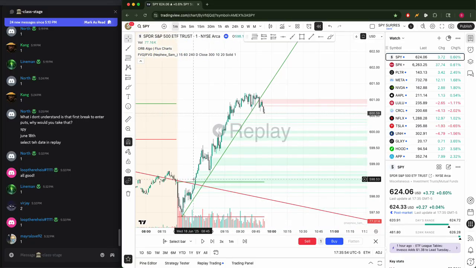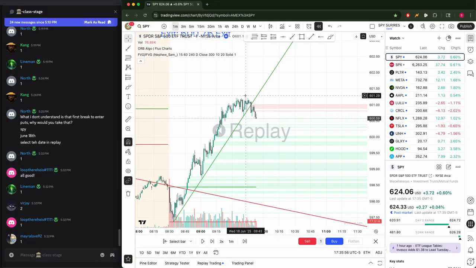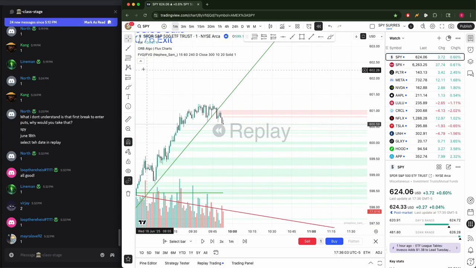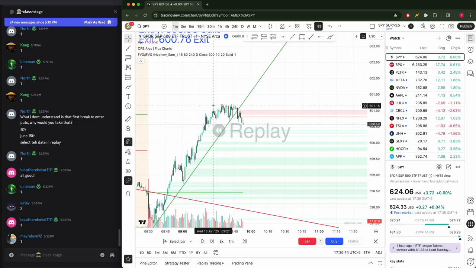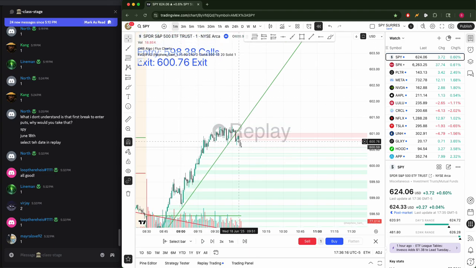If you were not in these calls the entire time, then your next step would have been to look for a break of this uptrend line so that you could enter puts. So if you weren't in this trade yet, you would have entered puts right here at 696, or what was it, 697? No, 697.